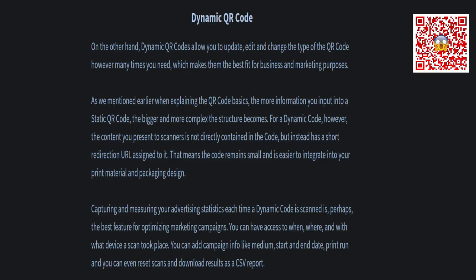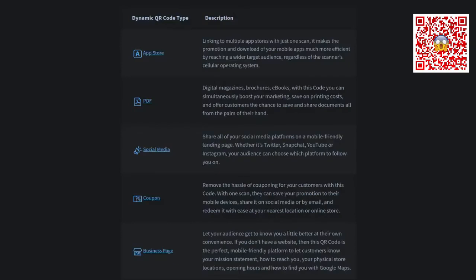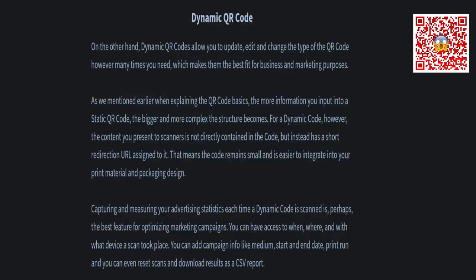As we mentioned earlier, when explaining the QR code basics, the more information you input into a static QR code, the bigger and more complex the structure becomes. For a dynamic code, however, the content you present to the scanner is not directly contained in the code, but instead has a short redirection URL assigned to it. That means the code remains small and is easier to integrate into your print material and packaging design.